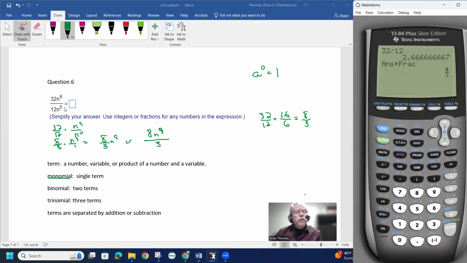What's kind of neat is n to the zero is just 1, so that just leaves me with the n to the ninth. So I can write this answer as 8/3 times n to the ninth, or I can make one fraction bar and put the 8 and n to the ninth in the numerator and the 3 on the bottom. Either one of those should be acceptable inside of my lab.